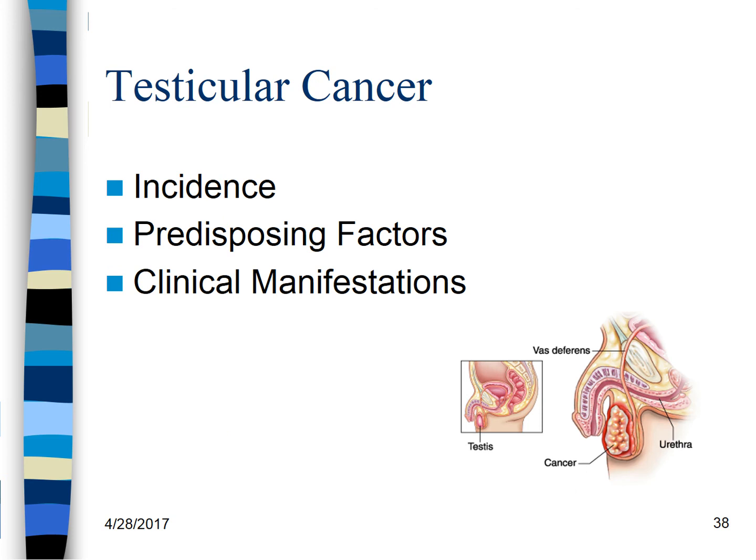Okay, moving on, testicular cancer. The incidence is in very young white males. Ages 15 to 34 years old is the average. And again, it is white males that are at predominant risk for this. Predisposing factors include a history of mumps, an inguinal hernia in childhood, or an undescended testes.